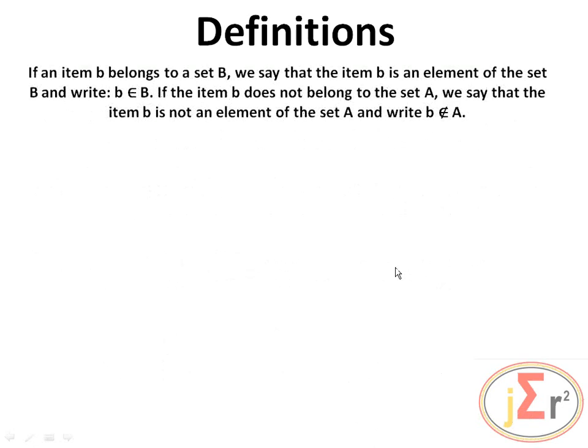If an item b belongs to a set B, we say that the item b is an element of the set B, and we write it like this: b ∈ B. This symbol means "an element of." So b is an element of B. If the item b does not belong to the set A, we say that the item b is not an element of the set A, and we write b ∉ A. This means "not an element of A." So b is not an element of A.